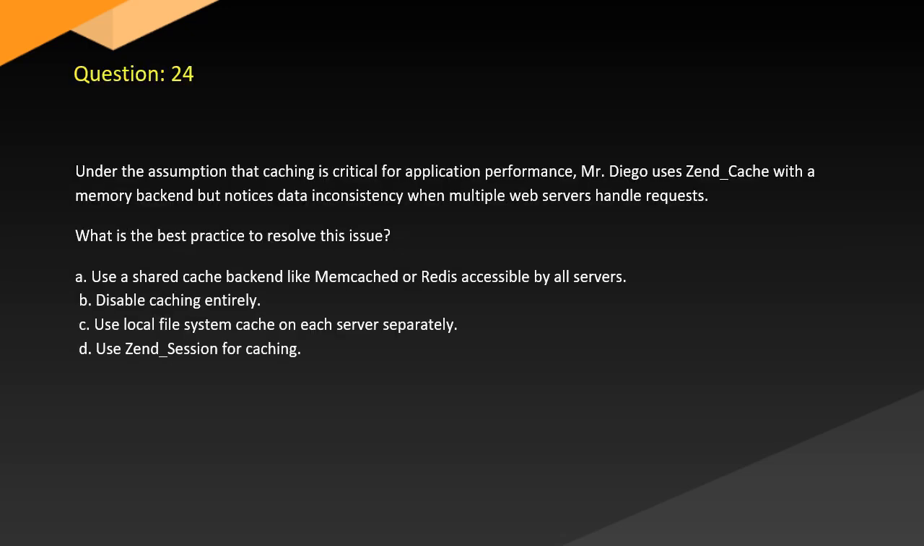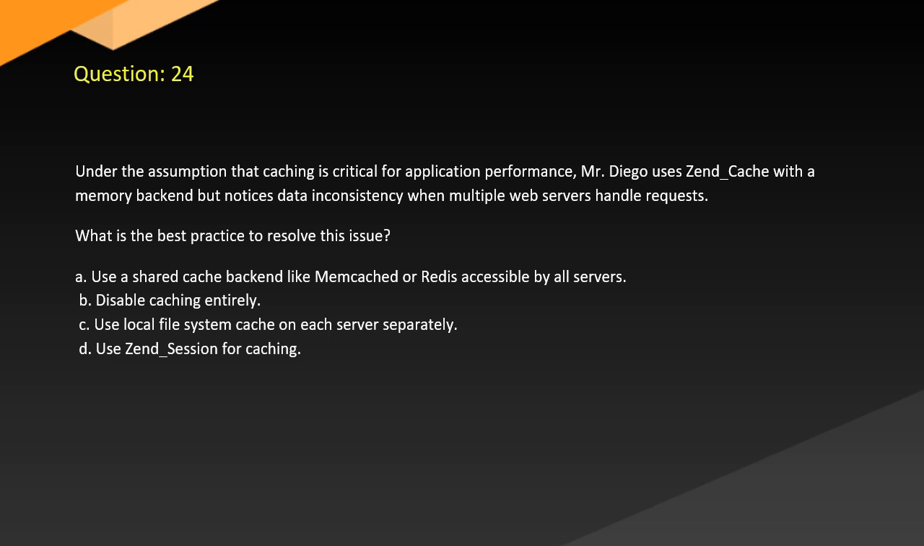Question 24. Under the assumption that caching is critical for application performance, Diego uses Zend cache with a memory backend, but notices data inconsistency when multiple web servers handle requests. What is the best practice to resolve this issue? A. Use a shared cache backend like Memcache that already is accessible by all servers.